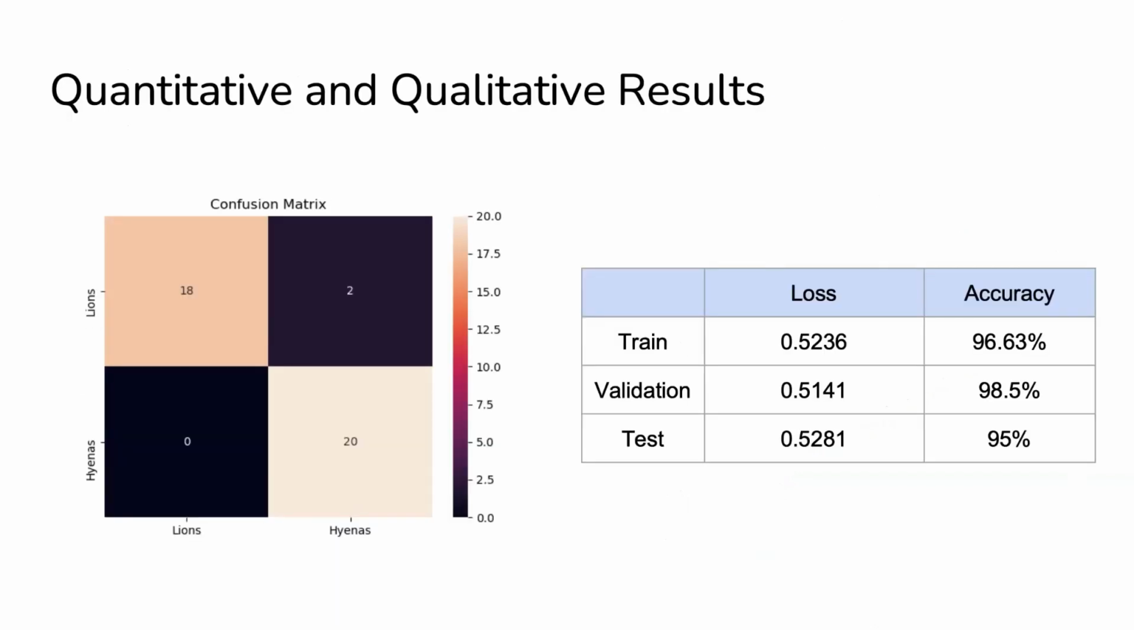So in the end, the accuracy we get for all data sets is over 95%. And the test data set we have is composed of 20 data samples in each class.